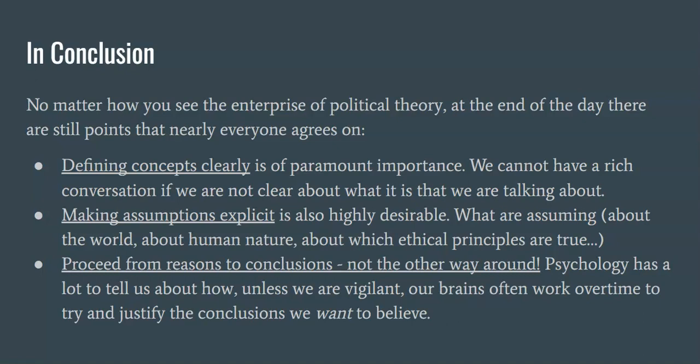And finally, we really need to proceed from reasons to conclusions, not the other way around. And again, this is another consequence of doing things scientifically or rationally. Psychology has a lot to tell us about how, unless we're vigilant, our brains often work overtime to try and justify the conclusions we want to believe. In other words, oftentimes we have a conclusion that we think is right, and therefore we backtrack and try to find reasons to support that conclusion. But in this class, I think we really want to go the other way around. We want to think about which fundamental principles we think are correct, and then reason about them to try to figure out what institutions and what laws and what kinds of political actions might be justified in light of those. In other words, we're going to be arguing about reasons and then see where those reasons take us in terms of conclusions.